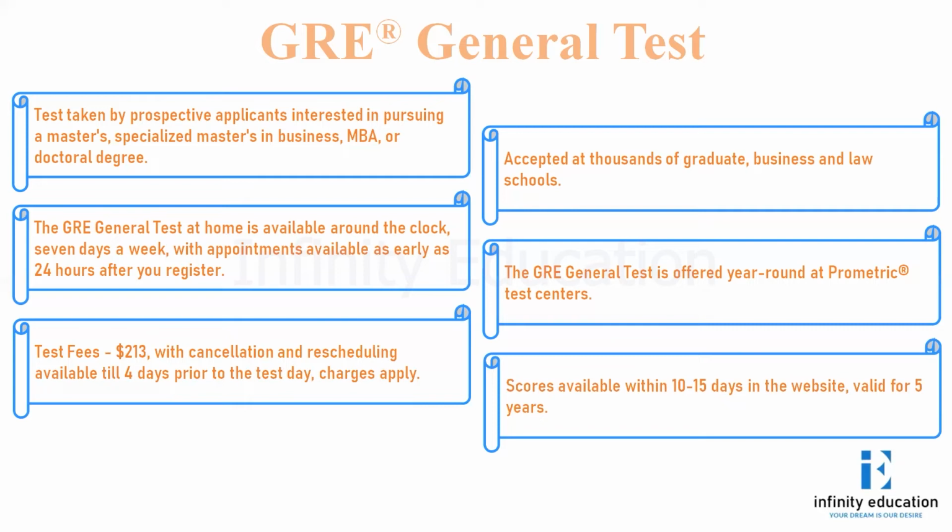And the last part is about the scores. The GRE test scores are available within 10 to 15 days on the website. It would take around 20 odd days to get mailed to you in an official format. And the scores are valid for 5 years, as we know. So make sure that you are applying to the desired colleges within that amount of time.